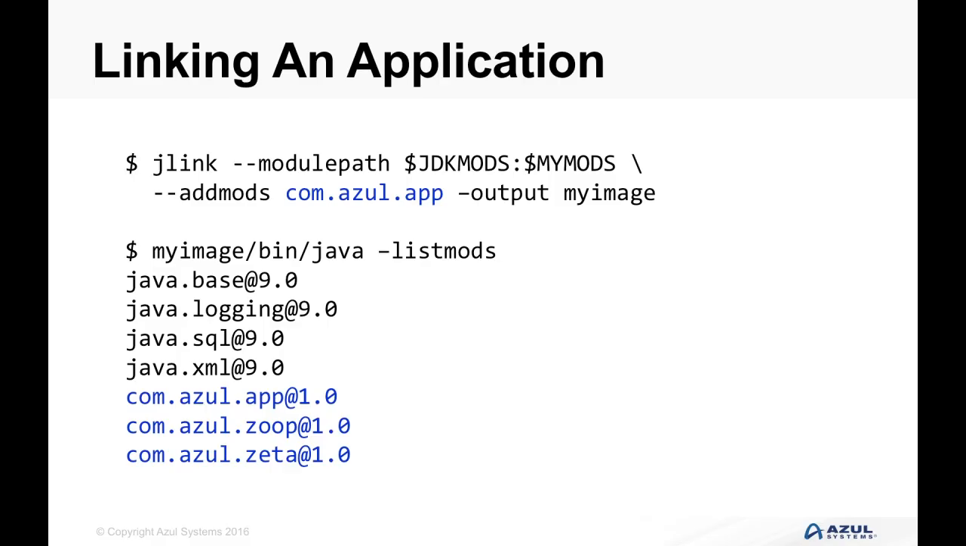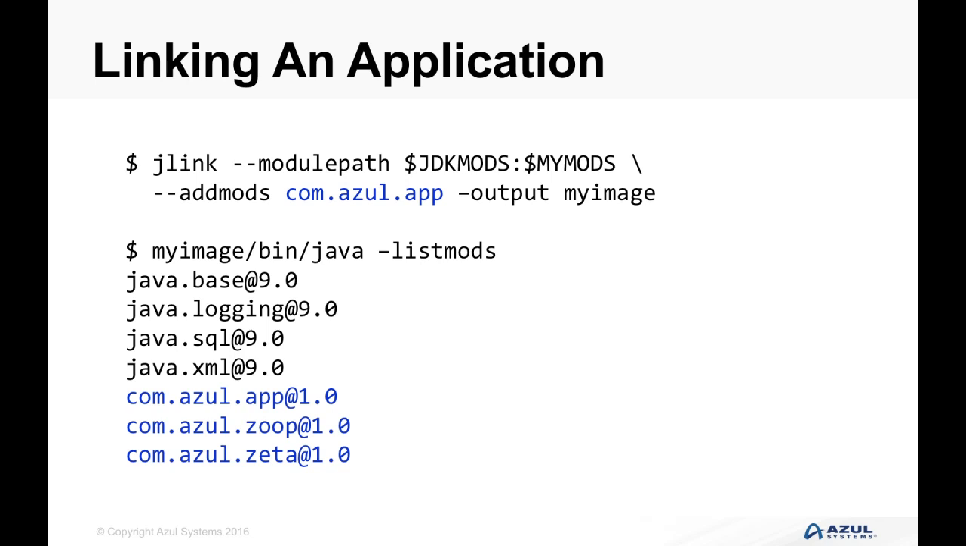And what that will allow you to do is to take the module-info.java file from that, compile it, and say, OK, you need base, you need logging, you need SQL, you need XML, you need app, you need Zoop, you need Zeta. So all of the modules are bundled together. Only the modules you need are actually placed into the runtime.